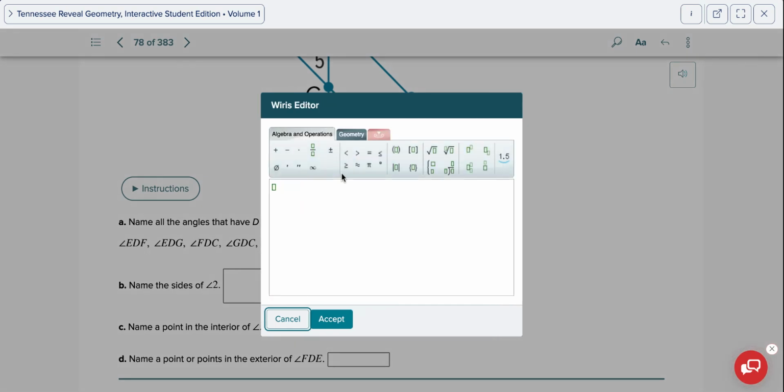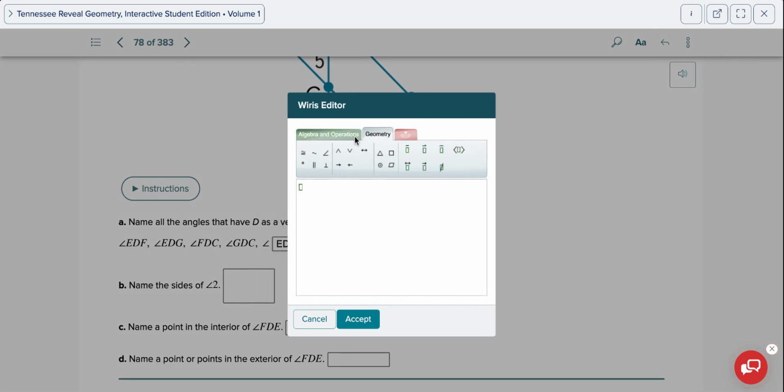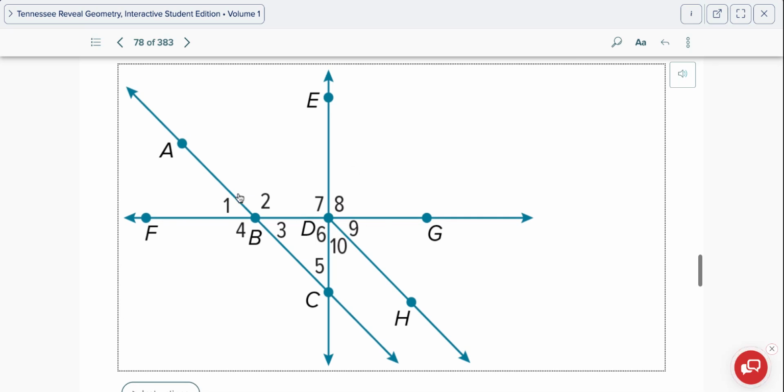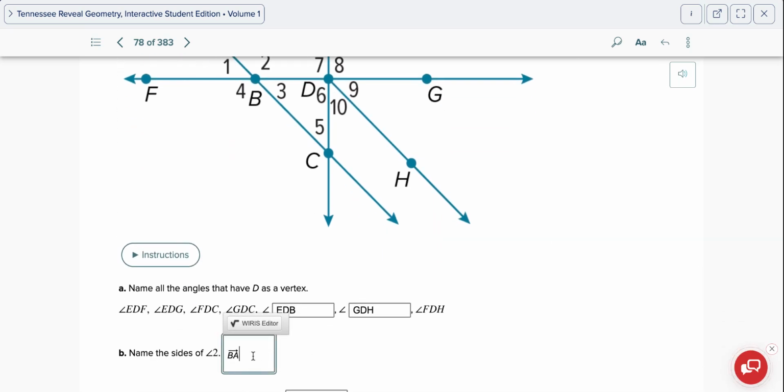I need a ray. How do I get a ray? Let's go to geometry. No. This is really tiny. How am I supposed to see this? BA. Does that go in? Hey. So BA, and I'll do BD. You can also do BG if you want to, but I'll do BD.